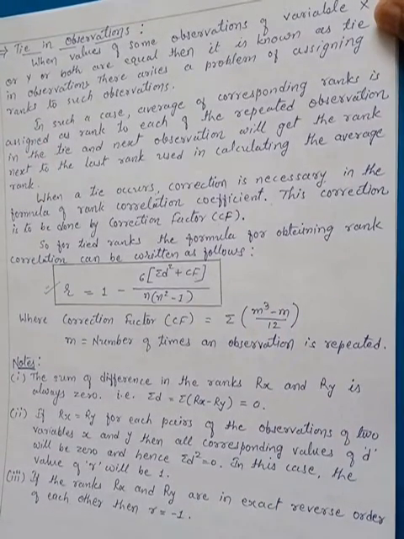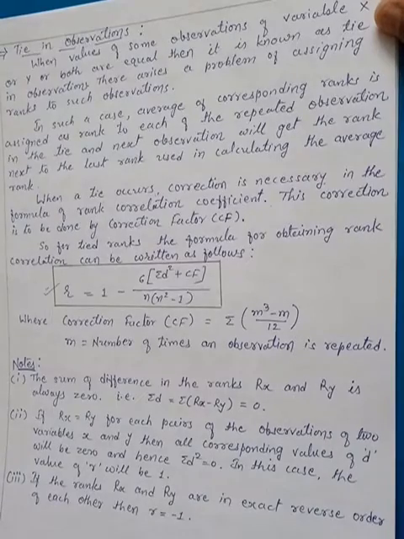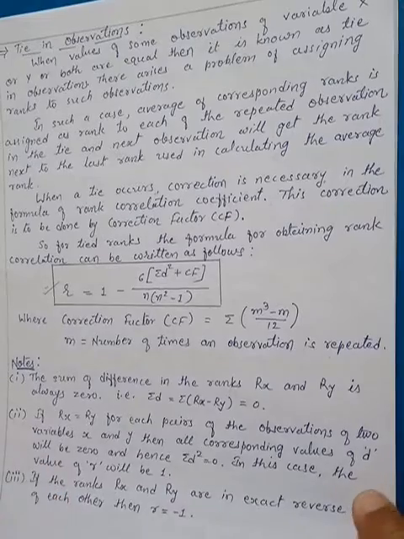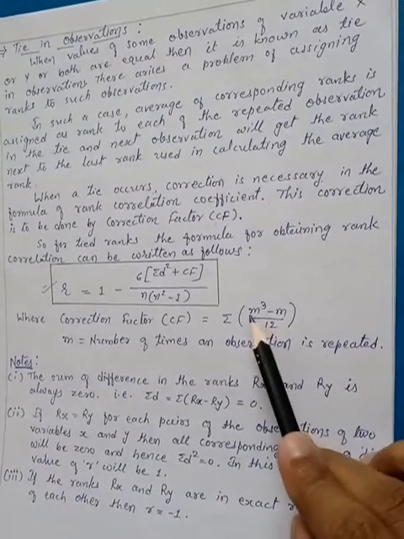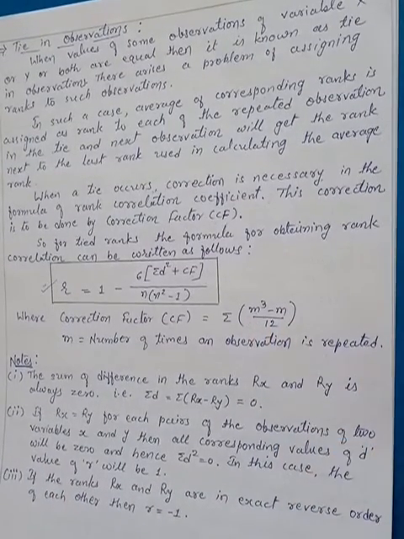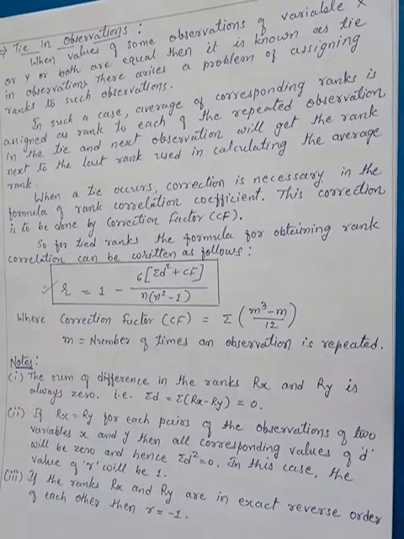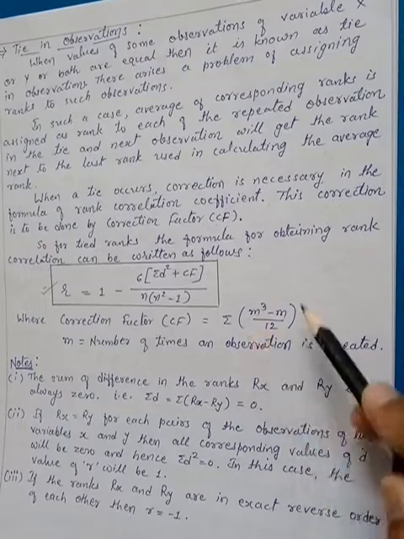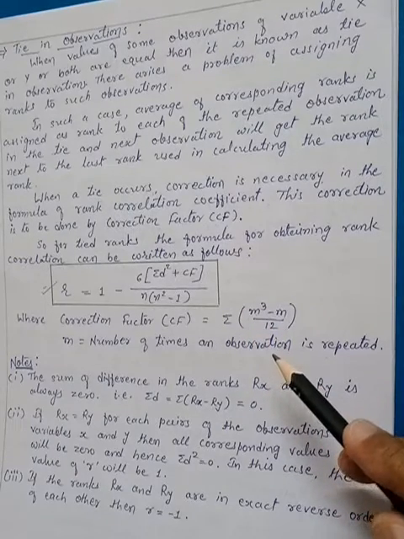So m means the number of times an observation is repeated. If your observation is repeated in variable x 2 times, then m will be taken as 2. If the observation is repeated in variable x or y 3 times, then m will be taken as 3, and then the correction factor can be calculated.